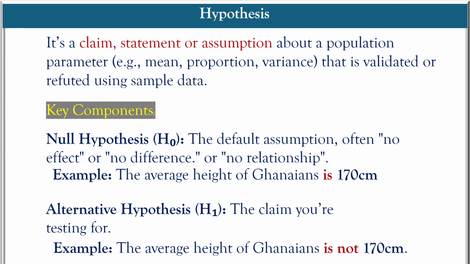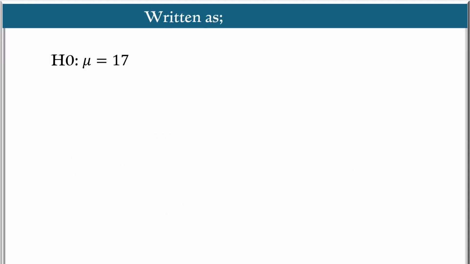But mostly in statistics and hypothesis testing, we don't write the null and alternative hypotheses in sentence or word form like this. We mostly write it this way. The null hypothesis is written as H0, and here we have H0, which states that mu is equal to 170 centimeters. Then H1, which is sometimes written as HA, the alternative hypothesis, which here states that mu, or the mean, is not equal to 170 centimeters.